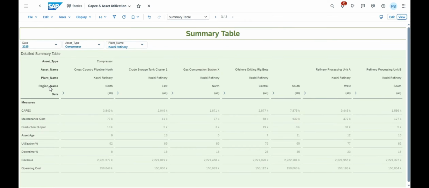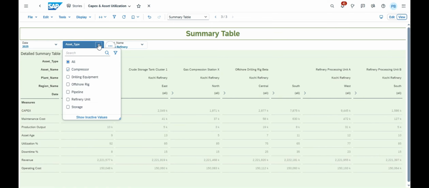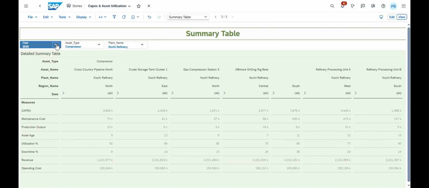With filters for date, asset type, and plant name, users can perform detailed and role-specific analysis based on operational and financial requirements. Overall, this summary table transforms asset and financial data into actionable insights, enabling faster decision-making, improved operational efficiency, optimized maintenance planning, and stronger capital expenditure management.